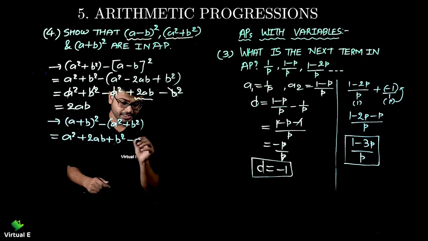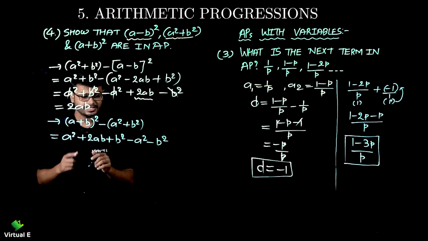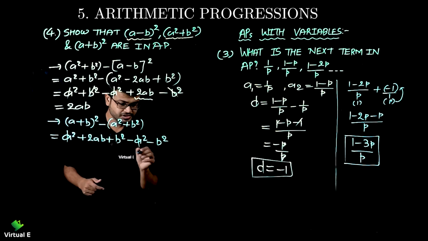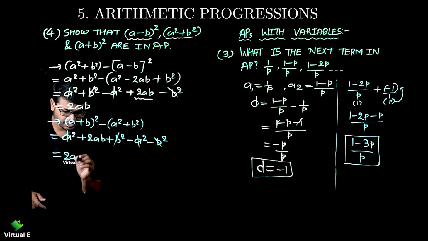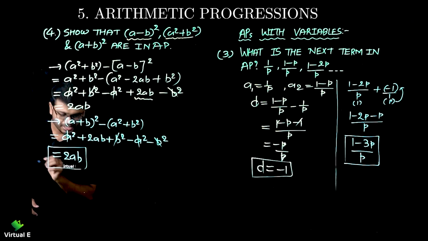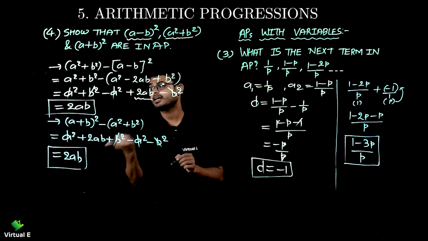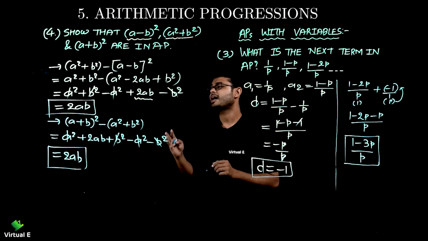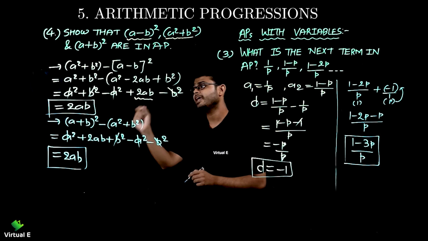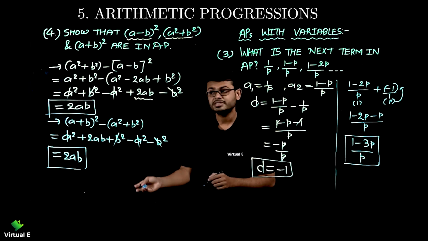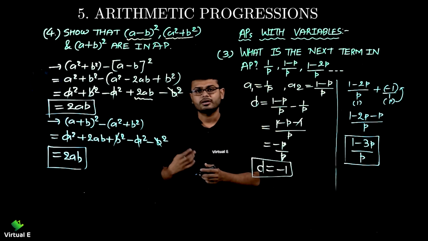It will become minus a square, it will become minus b square. Now can we cancel anything? Yes, a square and minus a square, b square and minus b square. So what's left here? 2ab. See the common difference, 2ab here and common difference 2ab. So common difference is same. So what's the conclusion? All these three terms are in AP. Remember, whenever we need to prove that terms are in AP, we need to see the common difference and compare it. If it is equal, it is AP, and if it is not, it's not.